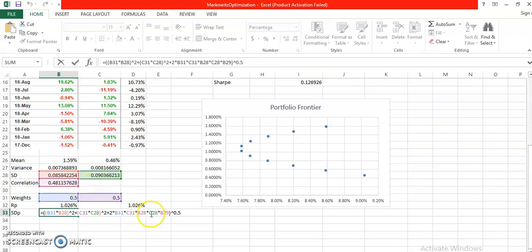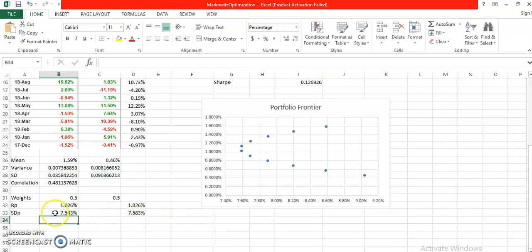multiplied by the covariance. The covariance is received by multiplying the correlation value with the individual risks. So we get these individual risks as well again over here, and we take the square root of the entire thing. Without the square root we won't get the correct answer. So we got a standard deviation of 7.589, and this is how you get the standard deviation of this data.